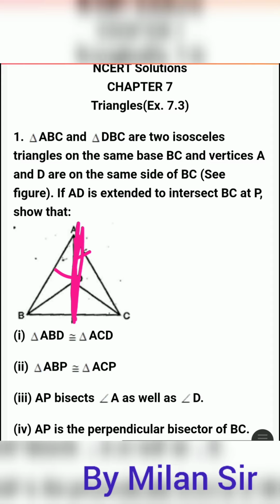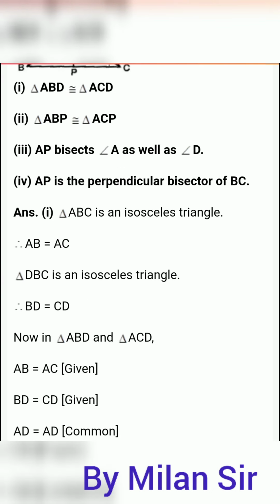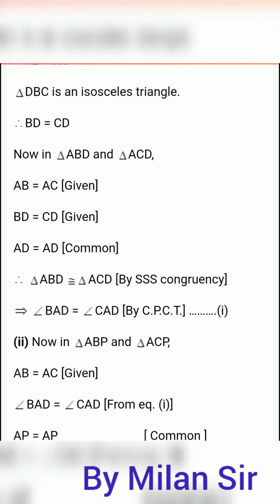Bisect means two equal parts. So here AP makes two equal parts of angle A, so we can say that AP bisects angle A. Here we need to prove that AP bisects angle A as well as angle D.